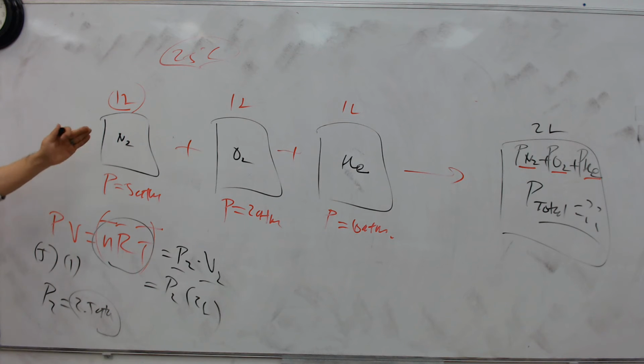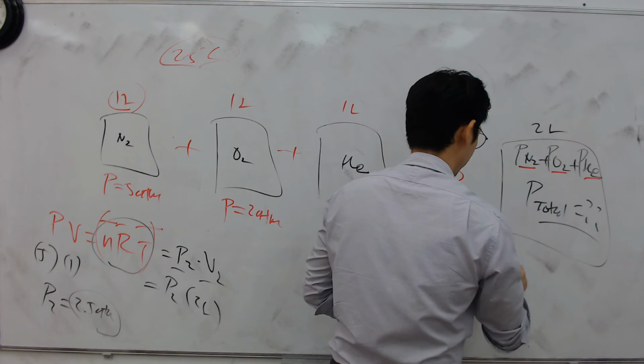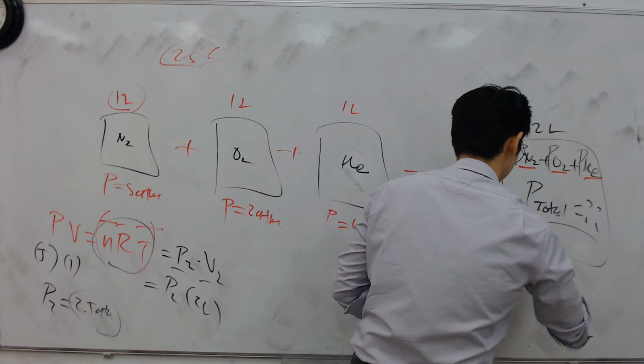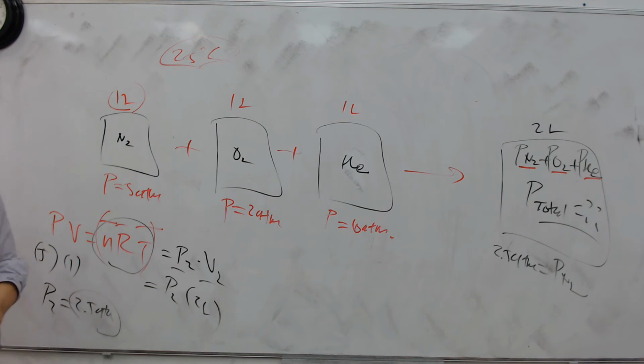You know what I'm saying, guys? It'll be half of the pressure. So the pressure of N2 gas here is 2.5 atm. That's the partial pressure of N2 gas only. You understand what I'm saying? So I don't have to do all this, right?